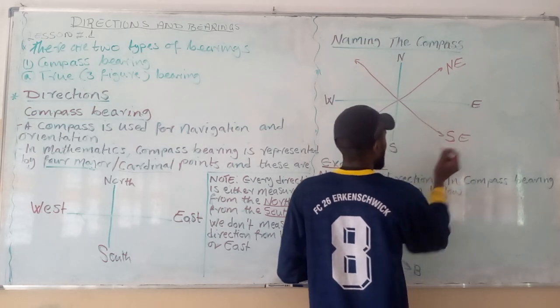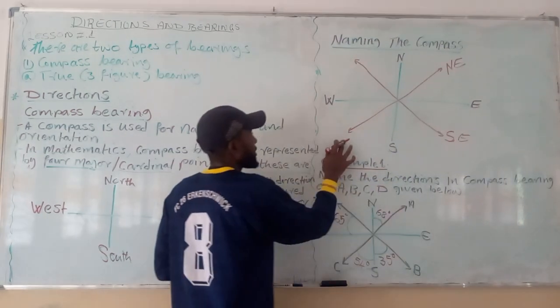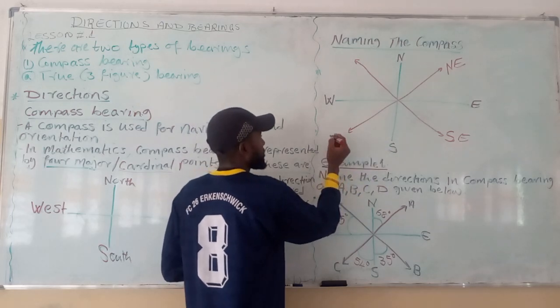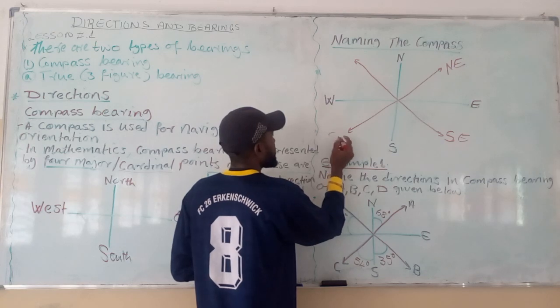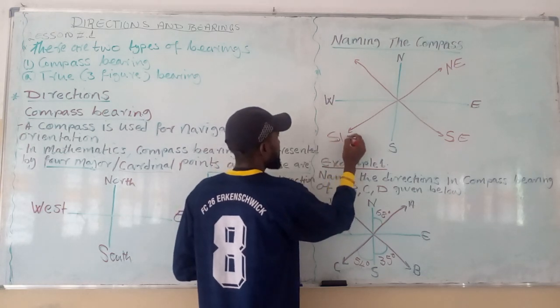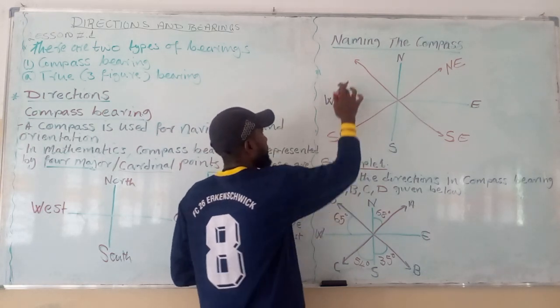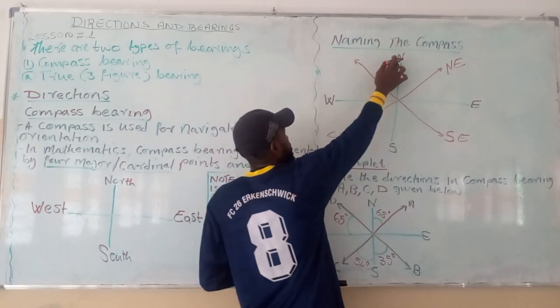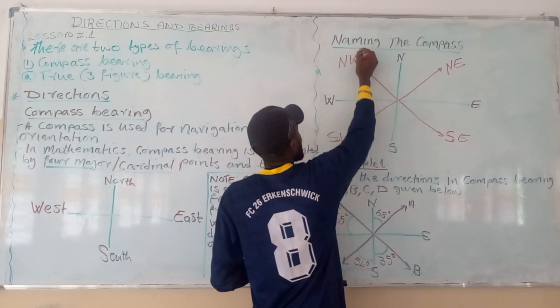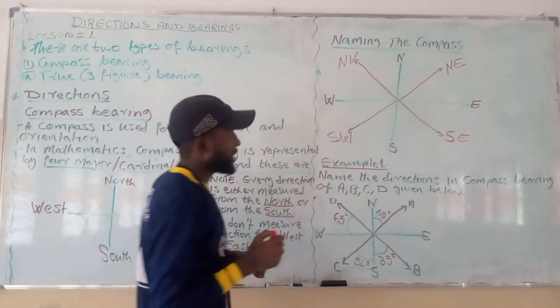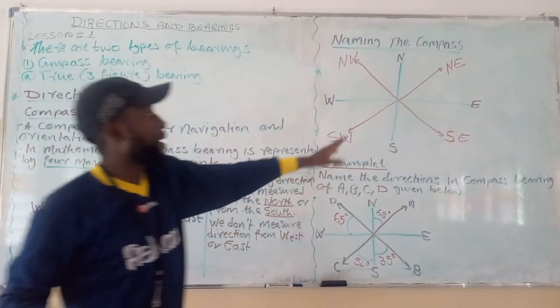Okay? Southeast. What about this direction? Southwest. You can't say west-south. It will be wrong. So it will be southwest. What about this direction? It will be northwest. It means that we have covered the direction, the middle part.